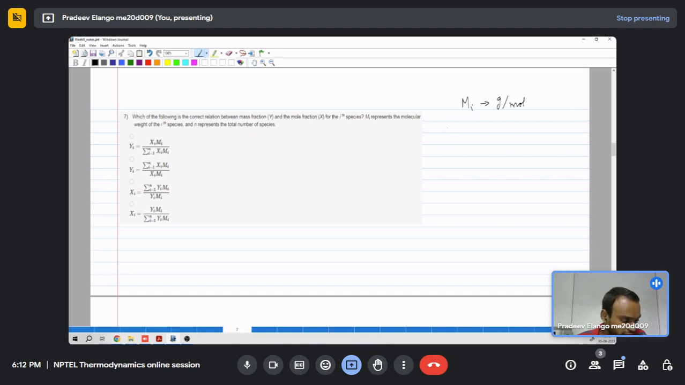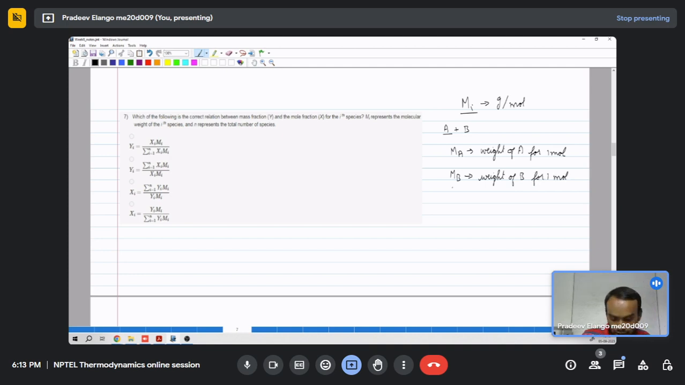So, assume we have gases A and B, and we want to calculate the mass of the gas A in the mixture AB. So now how do we write using molecular weight? So molecular weight MA gives the weight of gas A for 1 mole, and similarly MB says the weight of the species B for 1 mole.